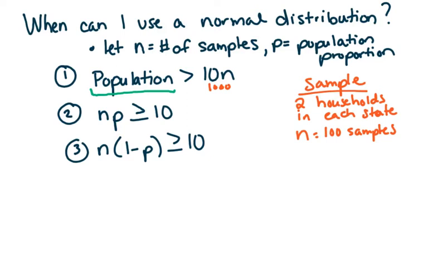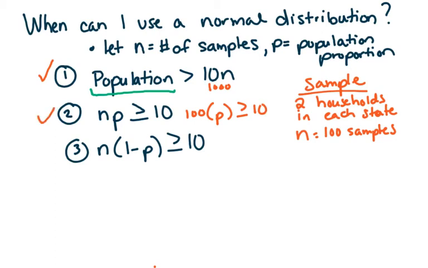And is my population bigger? We know that the population of households in America, so all of the households in America, are definitely bigger than 1,000. So that criteria is complete. For the second criteria, the number of samples times your proportion has to be greater than or equal to 10. And so I would need to take my 100 samples and times them by whatever my proportion is. I don't even have a number, but that would have to be greater than or equal to 10.